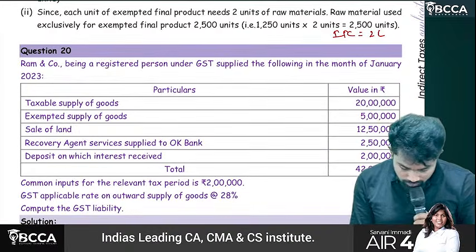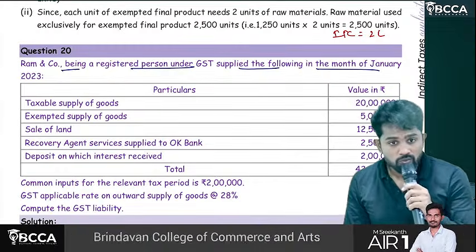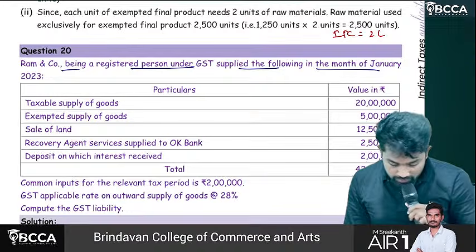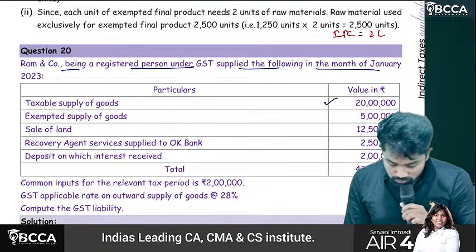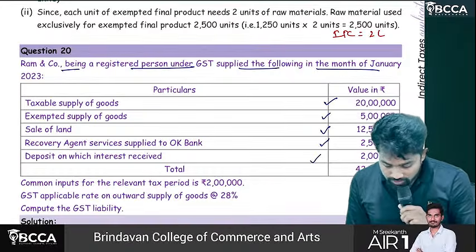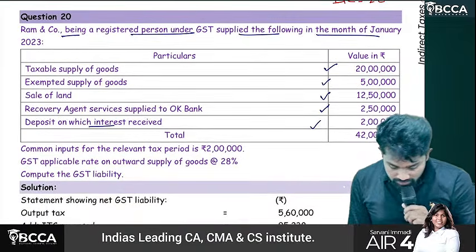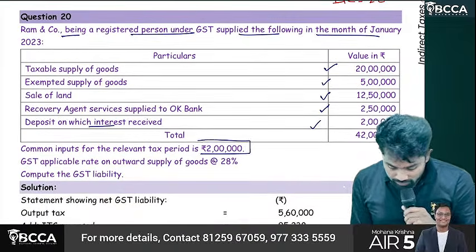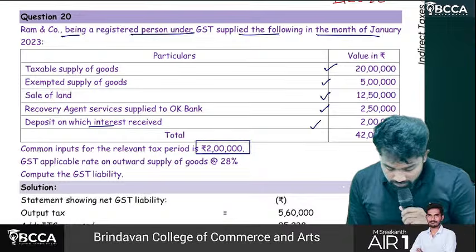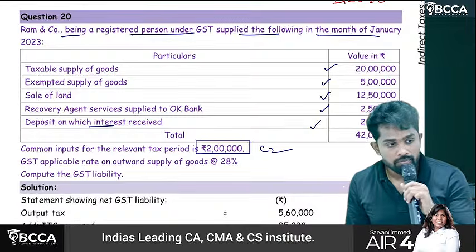Sir, here look at the question. Ram and Co., being a registered person under GST, supplied the following in the month of January: taxable supply of goods, exempted goods, sale of land, recovery agent services supplied to bank, and a deposit on which interest is received. The common inputs are already given, sir. How much is the common inputs? 2 lakhs. So C2 is given directly. What do we need to do then, sir?